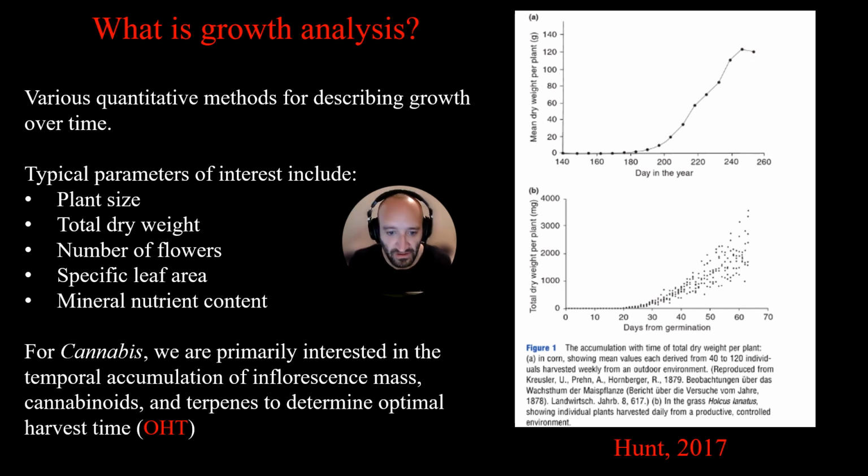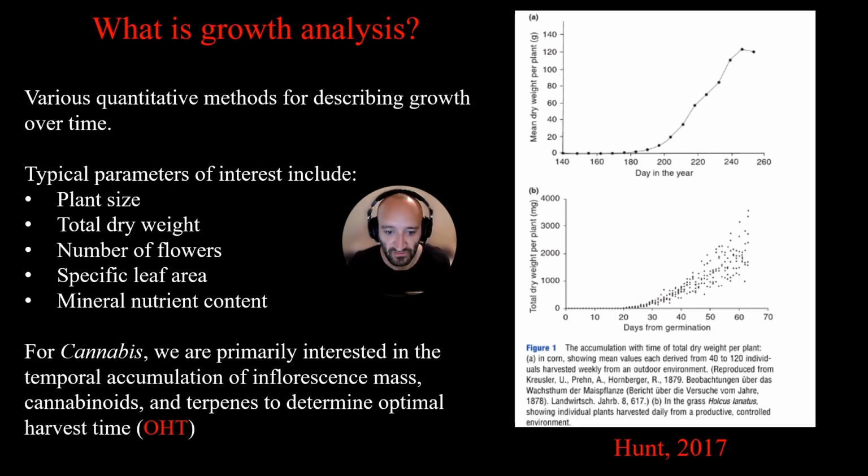And so the same idea can be applied to cannabis, right? As the growing season progresses or the crop cycle progresses, the flowers are not going to grow indefinitely. And so there'll come a point where the flowers stop growing. And similarly, we're interested in how are the cannabinoids changing over time? Are they just continuing to accumulate, or is there a point where they start to decrease?